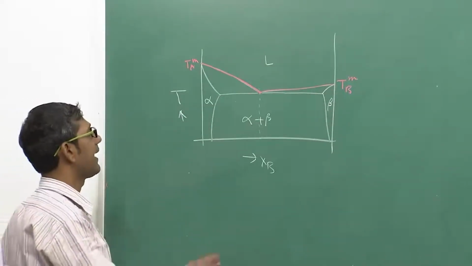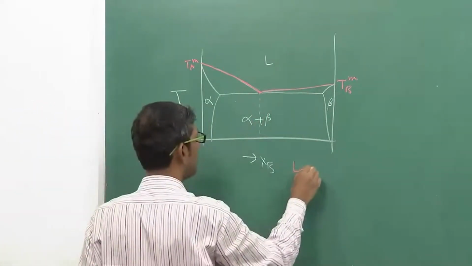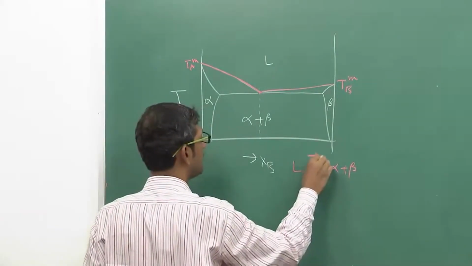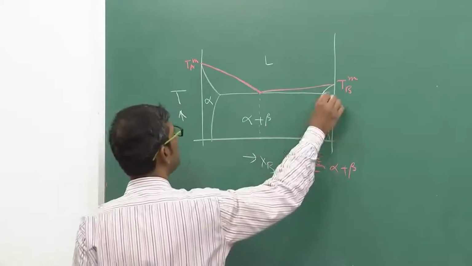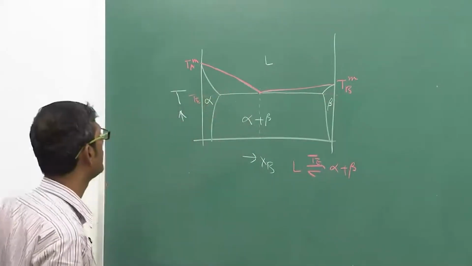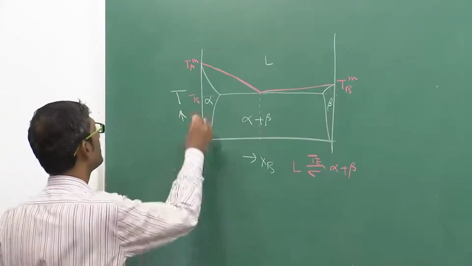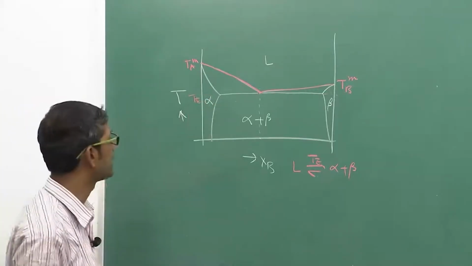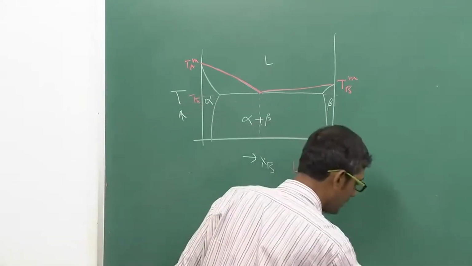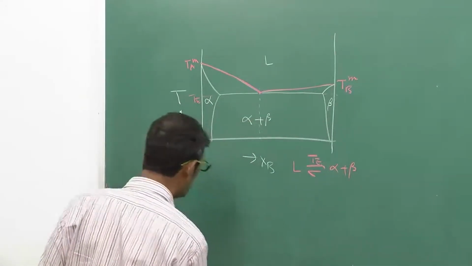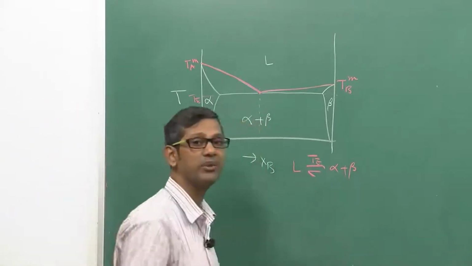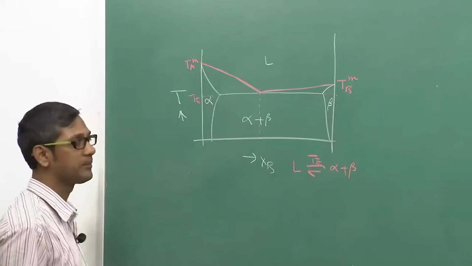So the eutectic reaction is basically liquid going to alpha plus beta. When it happens at the temperature T, the T is given by this line. This is an invariant line, we know that. So eutectic is a very classical phase reaction. What does it tell us? This particular reaction tells you that from the liquid two solid phases simultaneously form. Two solid phases are directly forming together from the liquid.